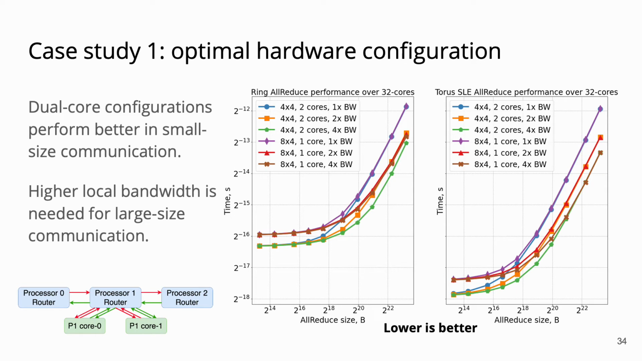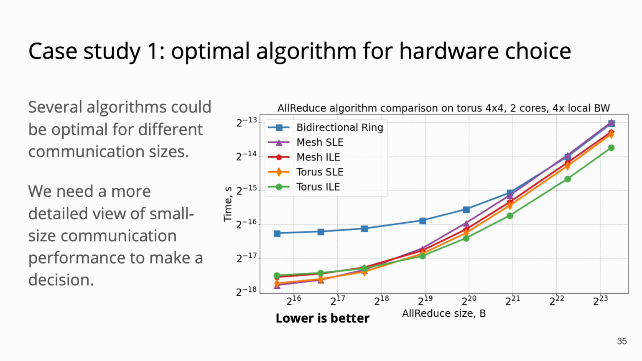Similarly, it gets more important in the case of an algorithm optimized for a 2D torus. We need to provide 4x local bandwidth to exploit the algorithm concurrency in 2 torus dimensions, both of which are bidirectional rings. We can pick the best combination of the 4x4 dual-core system with 4x local bandwidth for the optimal algorithm search between bidirectional ring, mesh, and torus algorithms.